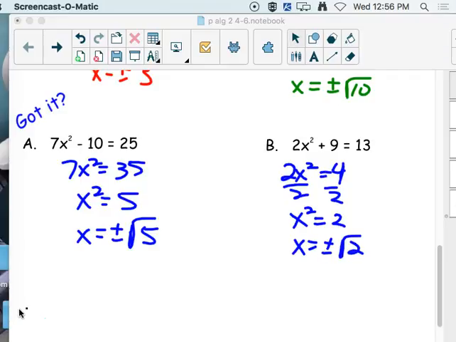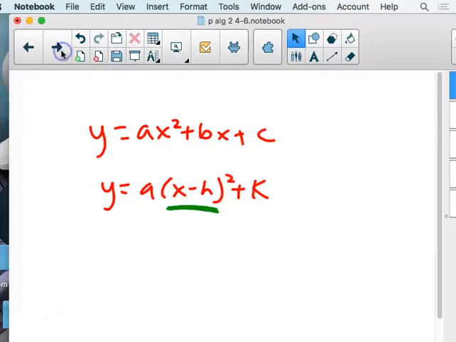So we isolate the variable. We add or subtract any number that's not with the square term. Move it over to the other side, divide by whatever's in front of it, take the square root, and we make sure we put the plus or minus on there. So this is a pretty fast and easy way to solve, right? We would really like to be able to use that for just about anything, and you can. Obviously, it gets a little more complicated.